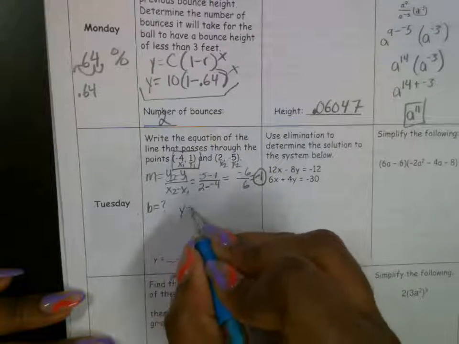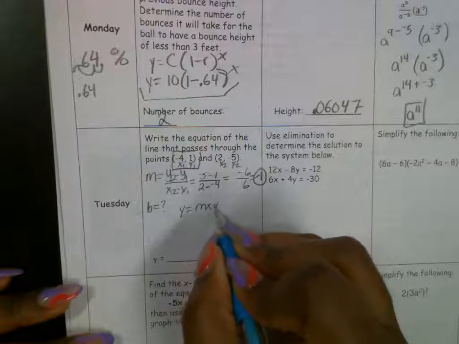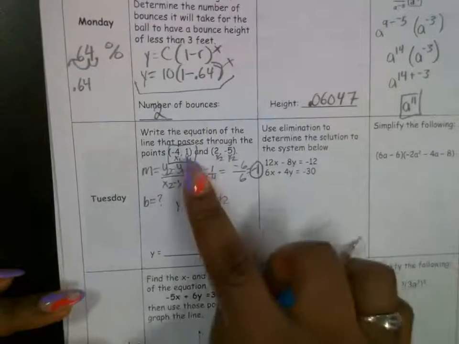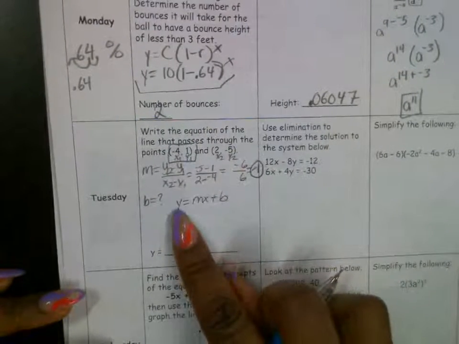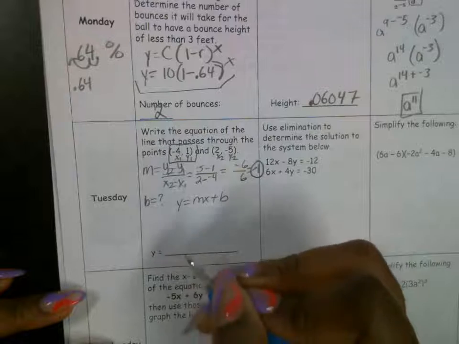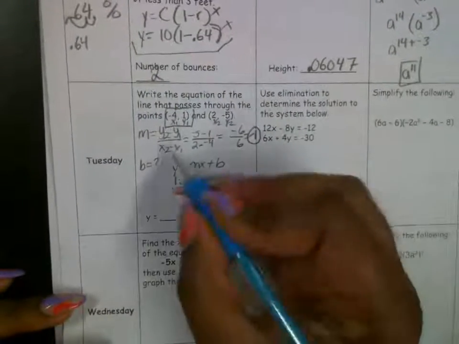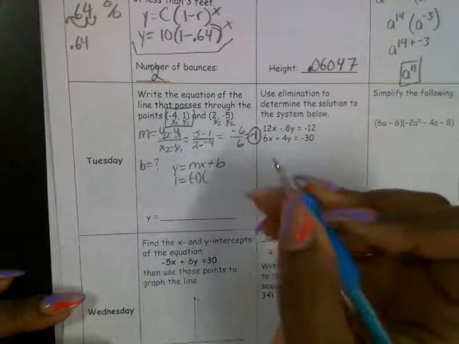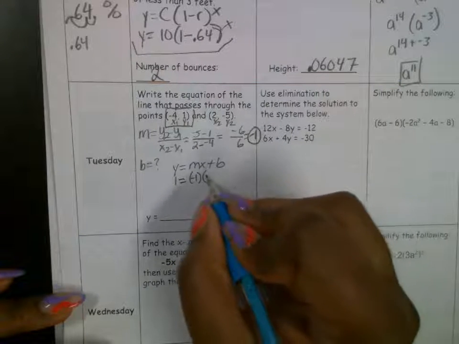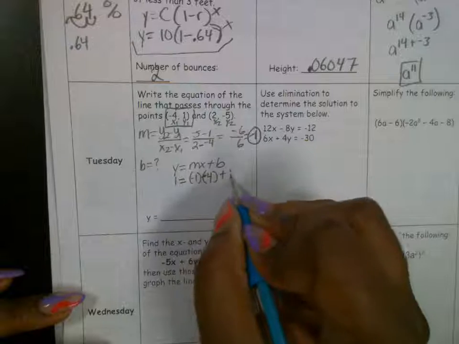You plug it into y equals mx plus b. Very good, Peyton. All right, since I'm using this point, what am I going to plug in for y? 1. What about m? Negative 1. X? Negative 4. And then I got plus b.